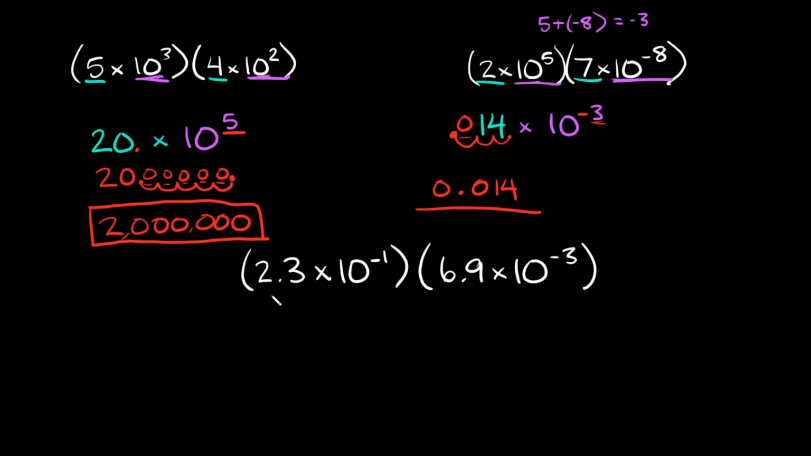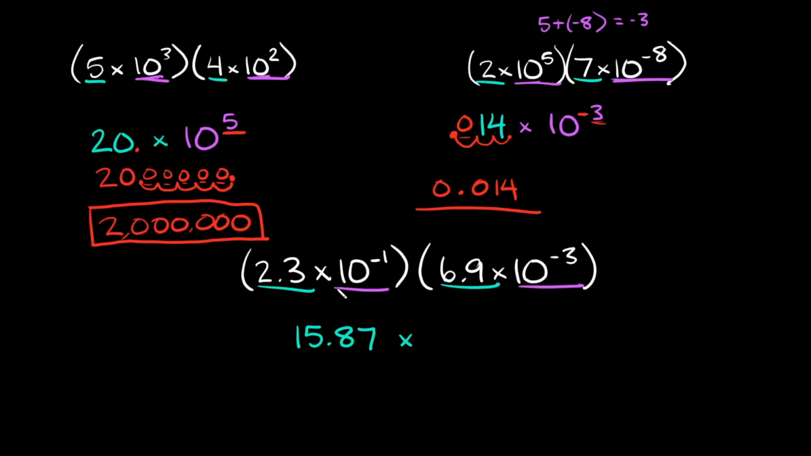So down here we have 2.3 times 10 to the negative 1, in parentheses, times this other set of parentheses, 6.9 times 10 to the negative 3. Okay, so again, first thing you want to do is multiply out your leading numbers right here. So 2.3 and 6.9. If you multiply those together, you can throw it in your calculator and you're going to get 15.87, all right? And then we're going to multiply this by our other numbers, right? The 10 to the negative 1 and 10 to the negative 3.